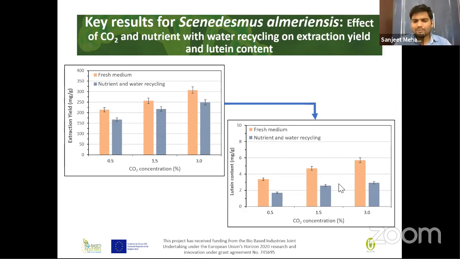the fresh medium had higher lutein productivity, and increasing CO2 concentration also had a positive effect on lutein content. The highest lutein productivity was obtained with 3% CO2, around 5.8 milligrams per gram of dry biomass.